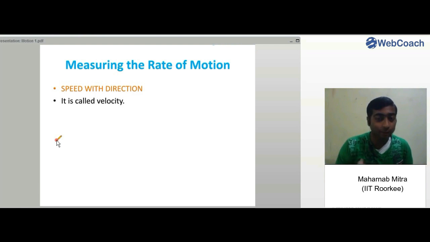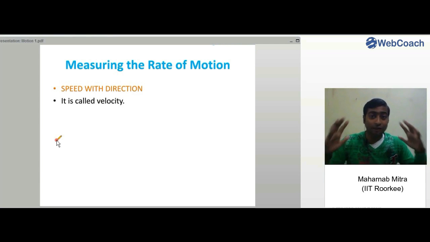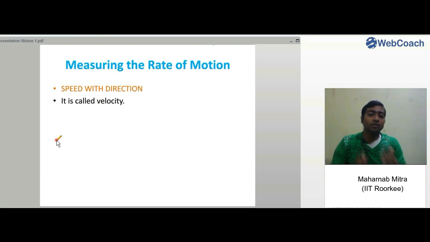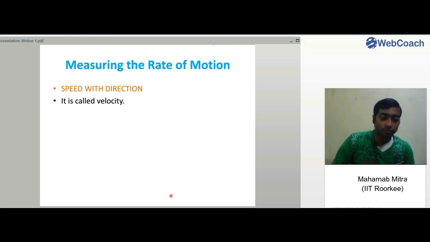Velocity is a vector quantity which has speed, the magnitude, and the direction along with it, like 4 km per second towards the north or 5 km per hour towards the east, right? I am telling a velocity. If I had told only 5 km per hour, it would have told only the speed of the object. But if we talk about the velocity, along with the speed we should mention the direction.